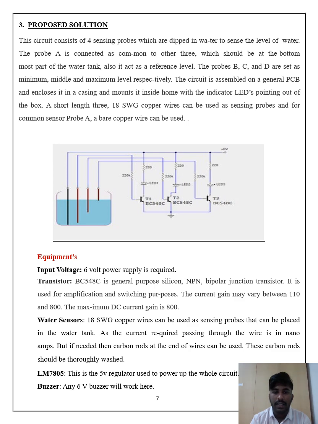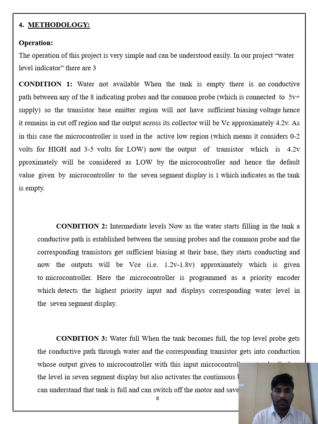Water sensor: 18 gauge copper wire can be used as sensing probes that can be placed in the water tank, as the current required to pass through the wire is in nano amperes, but it is needed in the carbon rods at the end of the wires. The carbon rod should be thoroughly washed. LM7805: this is a 5 volt regulator used to power up the whole circuit. Buzzer: any 6 volt buzzer will work here.